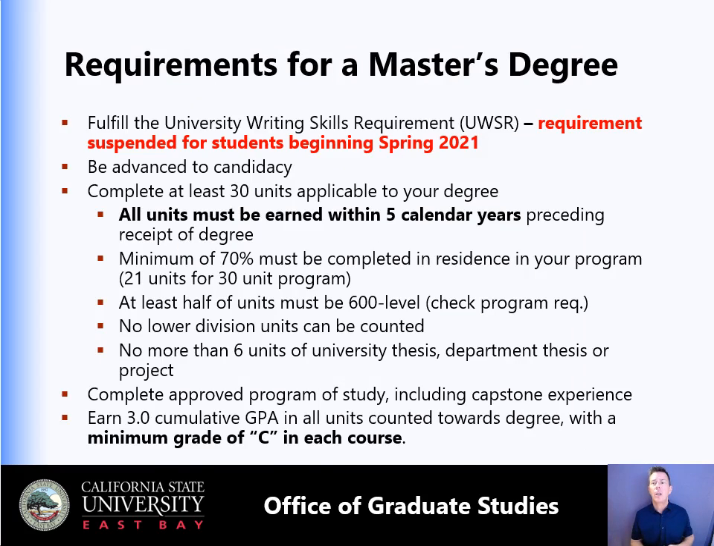Listed on this page are the requirements for a master's degree specified by the entire Cal State system. That's all 23 campuses. Your own program may have more stringent requirements than these, but these are the bare minimum. The nice thing for all of you is that you actually have already fulfilled the first requirement, which is the university writing skills requirement. Due to coronavirus issues, we actually can't provide the kind of testing that we've done before, so this requirement has been suspended for all students who are beginning in spring 2021. So you're done with that.